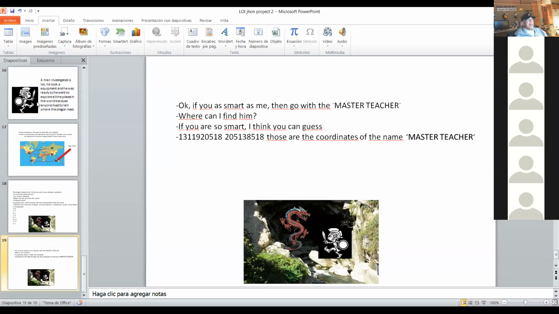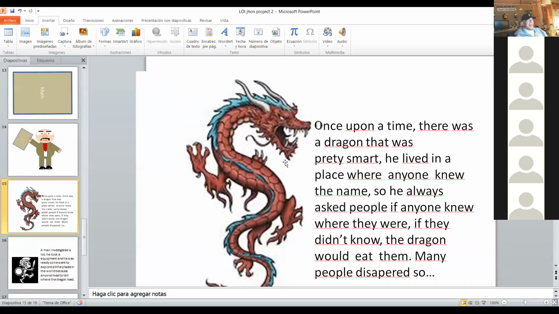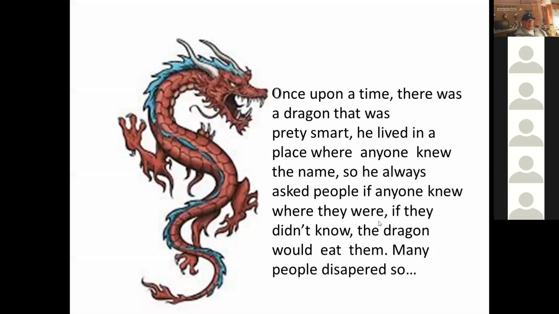Guys, take a look at what Fernando's doing because this is a really great example. It's a little bit long, you know. That's all right. So here it says, once upon a time there was a dragon that was pretty smart. He lived in a place where anyone knew the name. So he always asked people if anyone knew the name where they were. If they didn't know, the dragon would eat them.